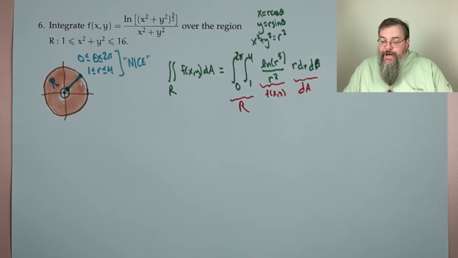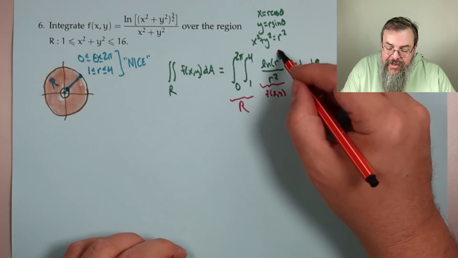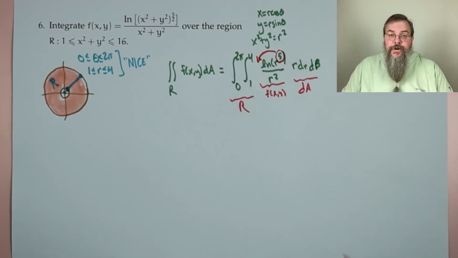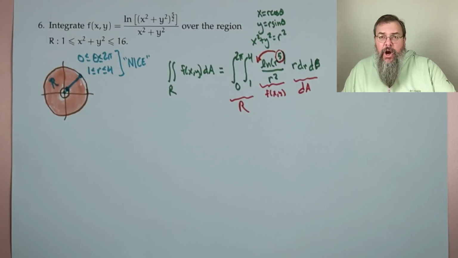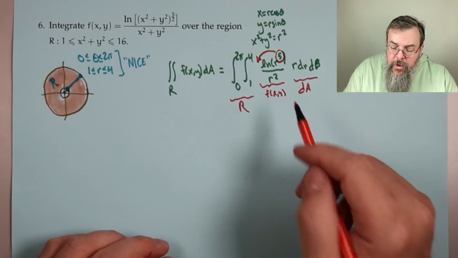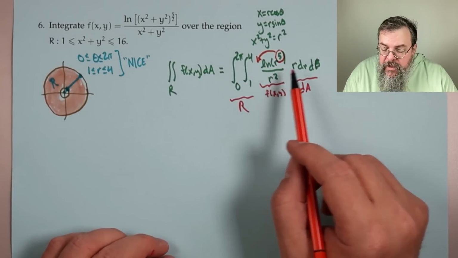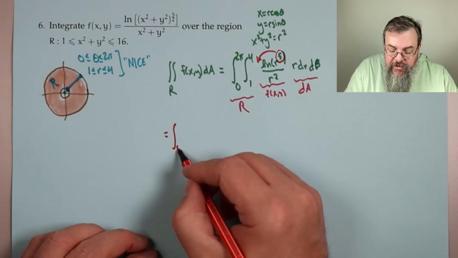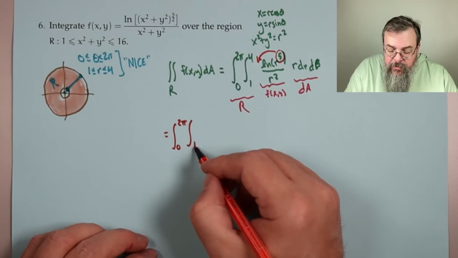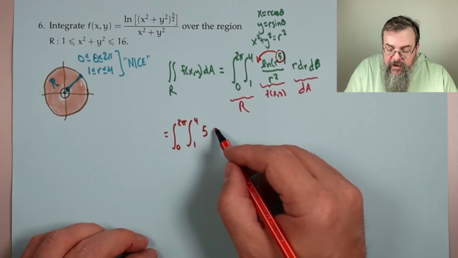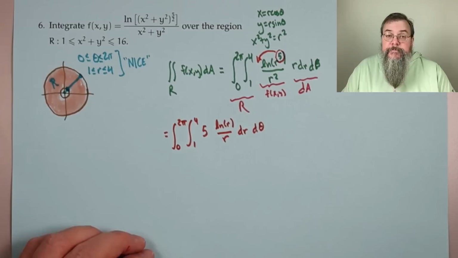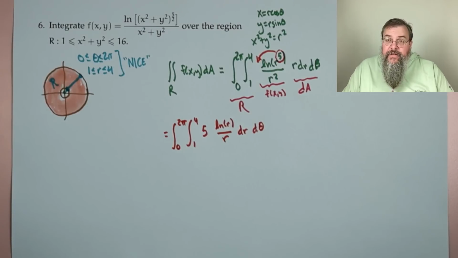Okay, now we're going to use some properties to help simplify this. One thing we can do is use properties of logs. You see this exponent? What can we do with it? Bring it down. It's going down. Down, down, down, it's going down. Woohoo! Okay, the other thing, r upstairs, r downstairs. So this is the integral from 0 to 2 pi, integral from 1 to 4 of 5 log of r over r dr d theta.